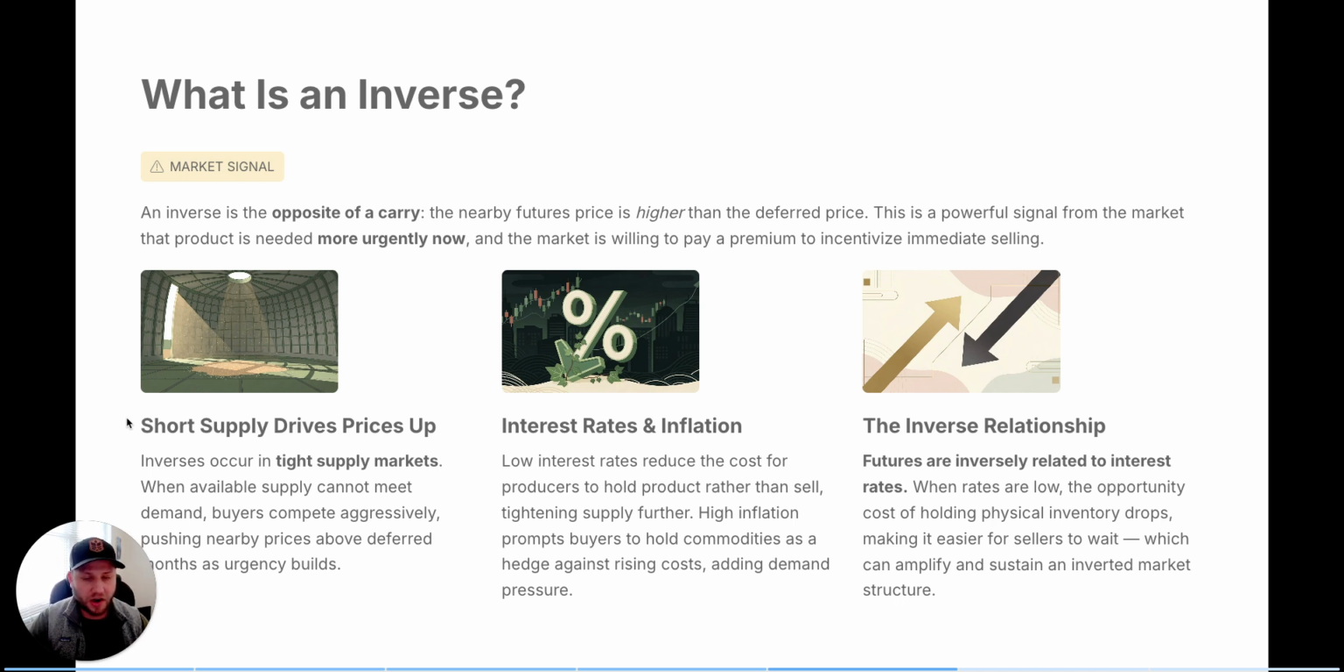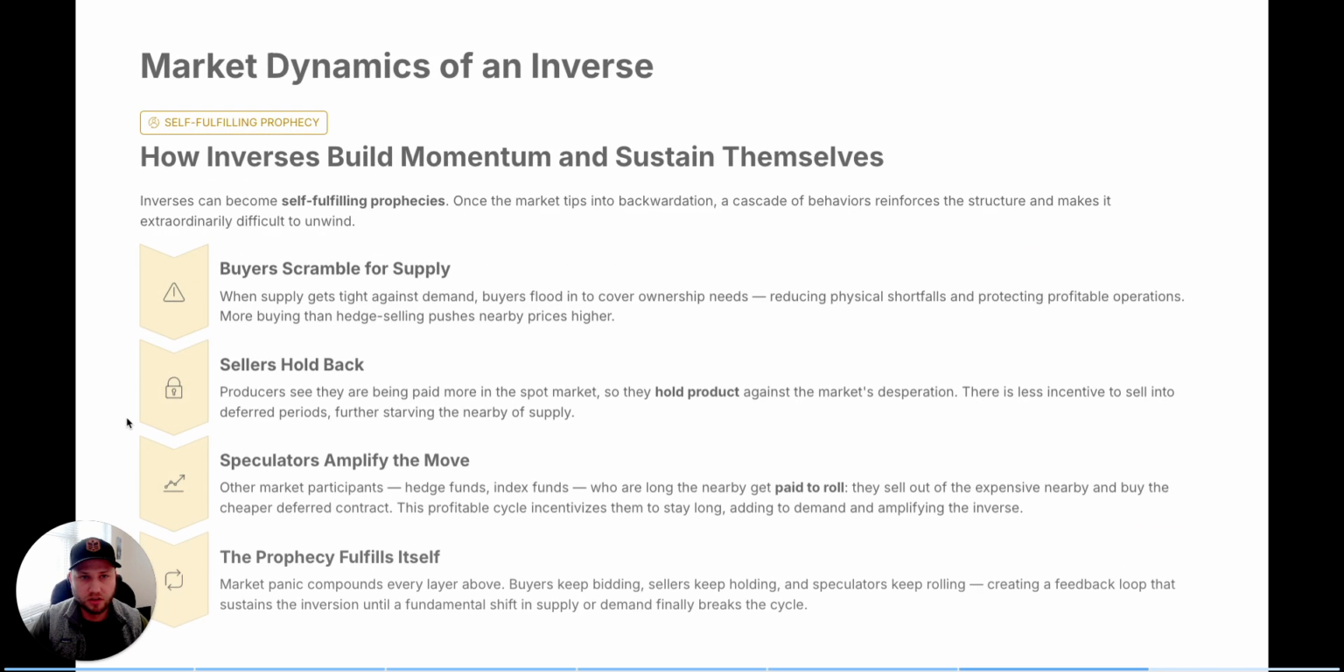So that just further amplifies what an inverse situation can get and really sustain that inverted market structure. So going through the dynamics here, how the inverses build the momentum and sustain themselves. This is what's really interesting about inverses, and over the past 4 or 5 years, we have seen that happen. So inverses become that self-fulfilling prophecy.